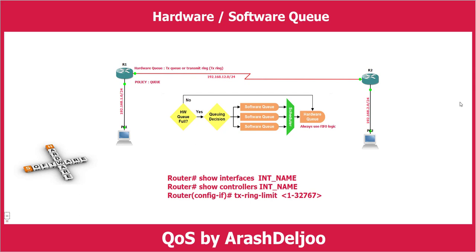Hardware and software queue. In this video, I am going to talk about two types of queues that we have in one router: hardware queue and also software queue. What are the needs for the hardware queue? What are the needs for the software queue? And after that, we can talk about other features.